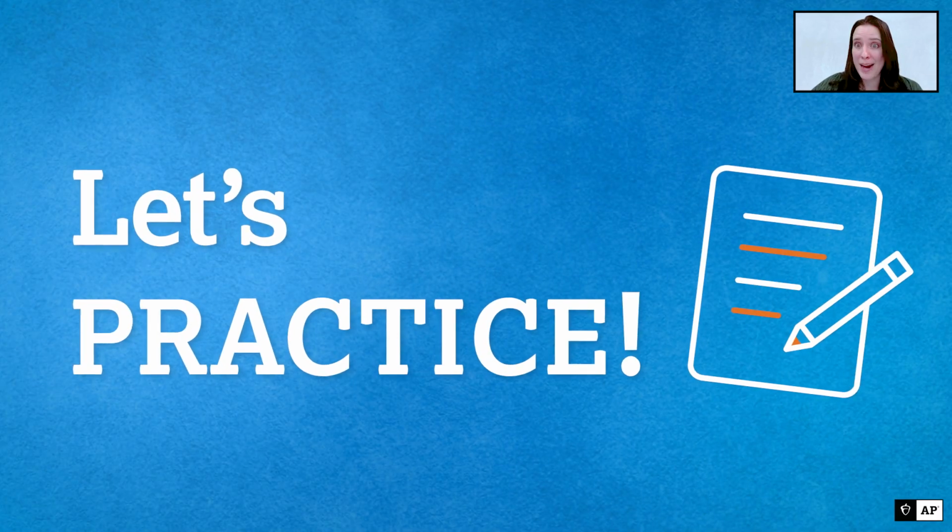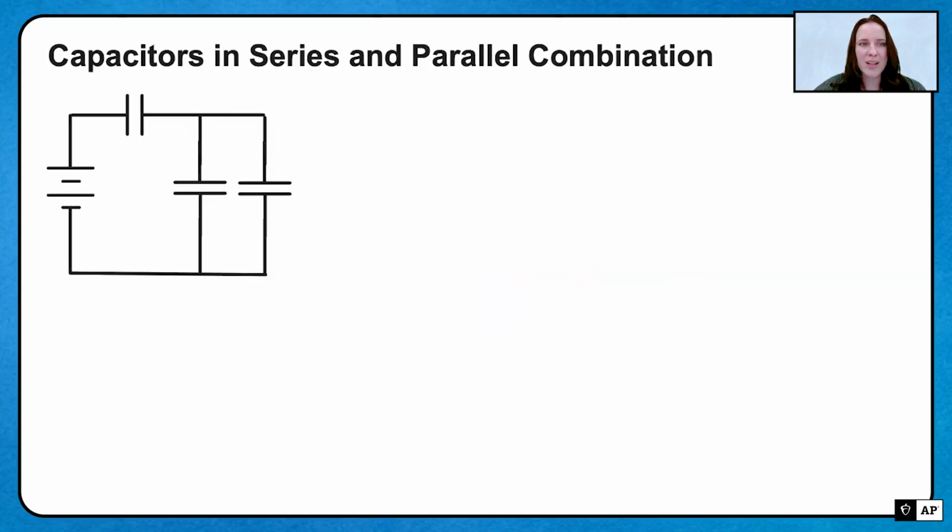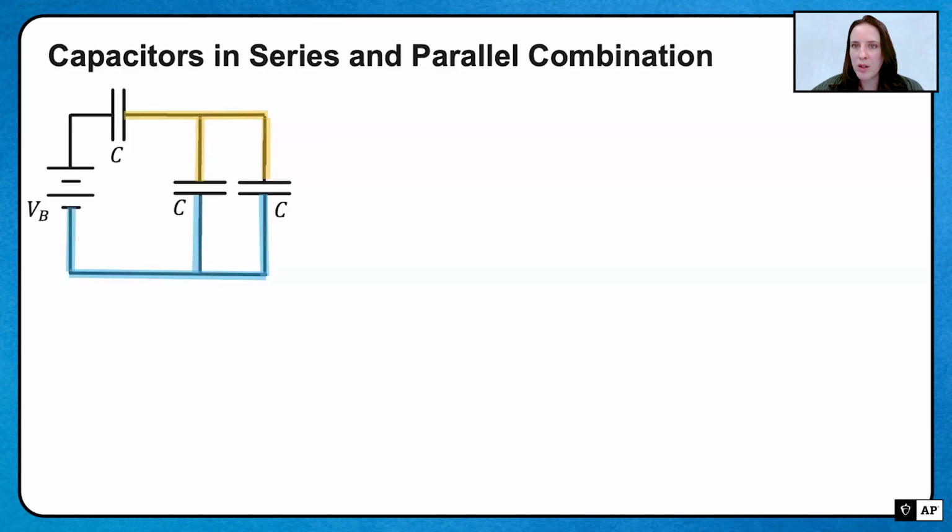Okay, let's practice with a more complicated situation. We have capacitors in a series and parallel combination. We have one capacitor up on the top of our circuit and 2 capacitors in parallel to the right of our circuit. I'm going to highlight my little wire nodes just to make it easier to see who's in parallel and who's not. These ones over here on the right are the ones that are in parallel.